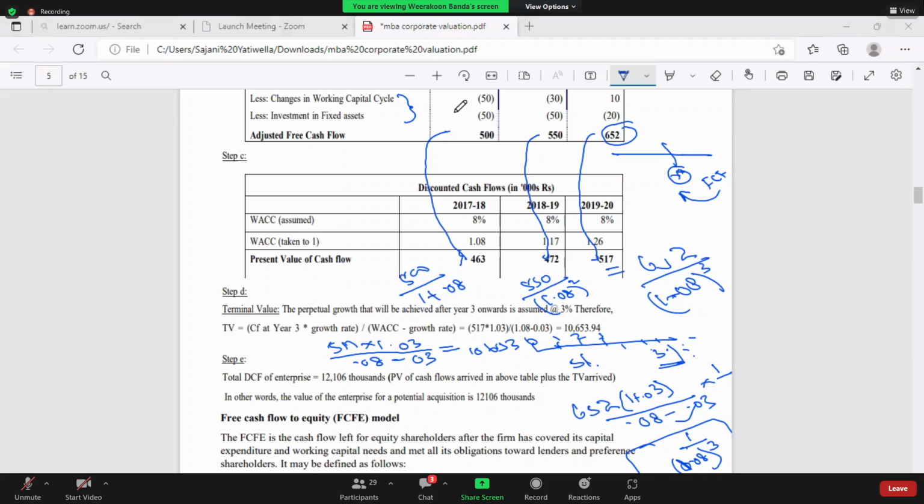Yes, this is the terminal value. Then we have to discount it. Otherwise, we can directly use this equation. Find this present value. Find 517 multiplied by 1.03 divided by 1.08 minus 0.03. Both we get the same answer.